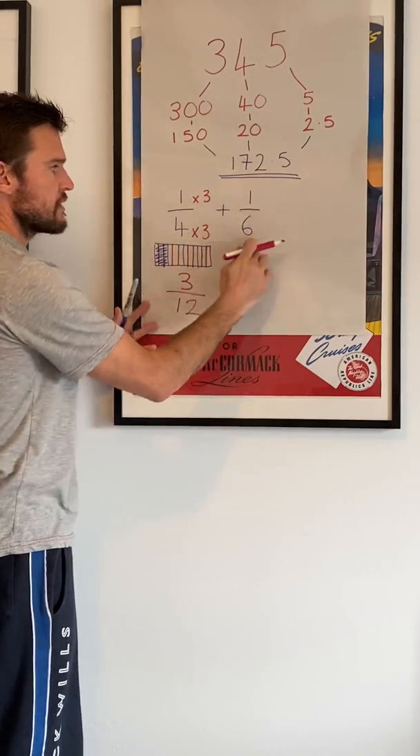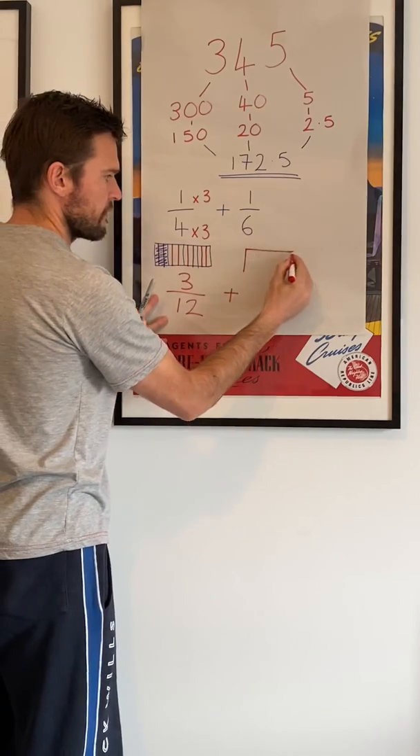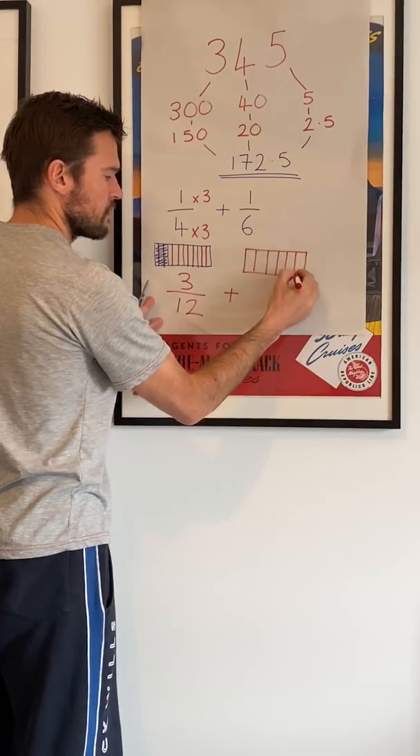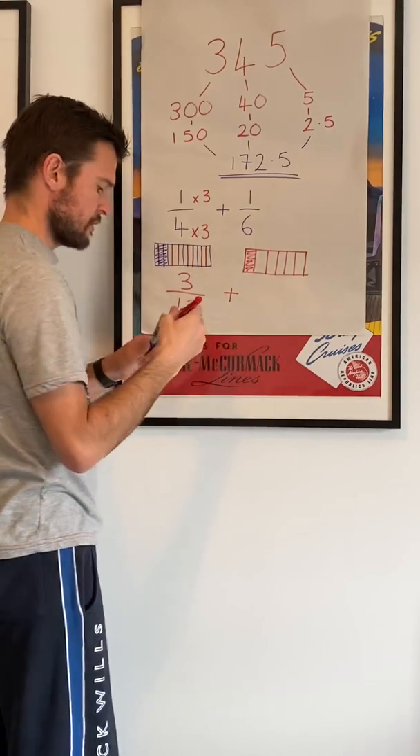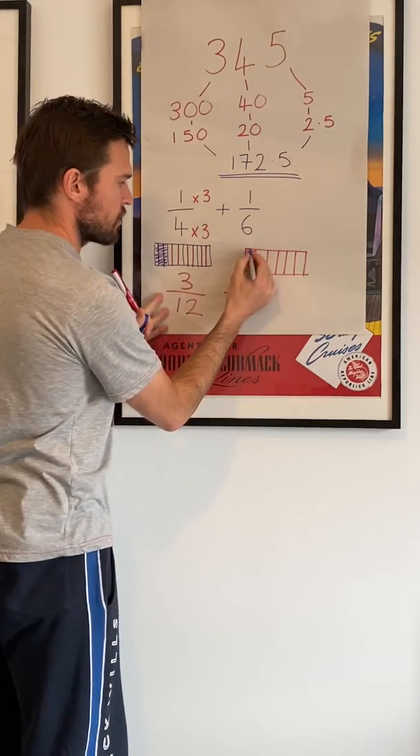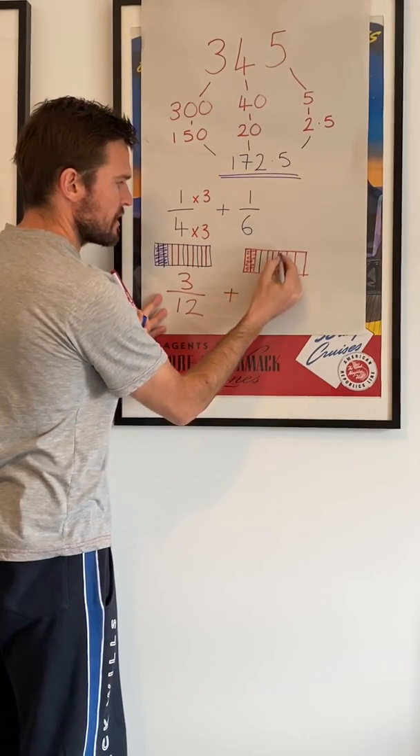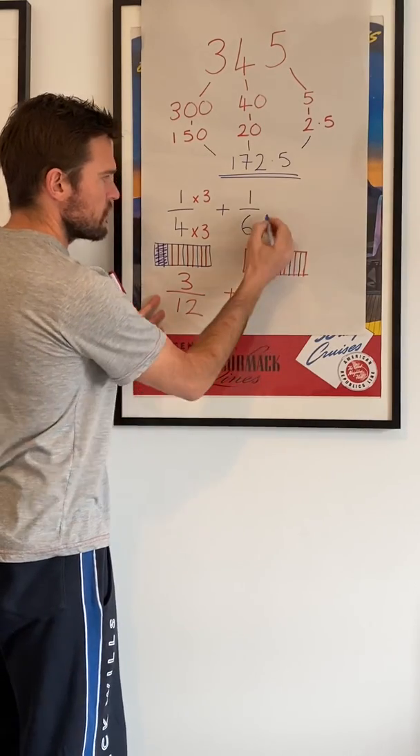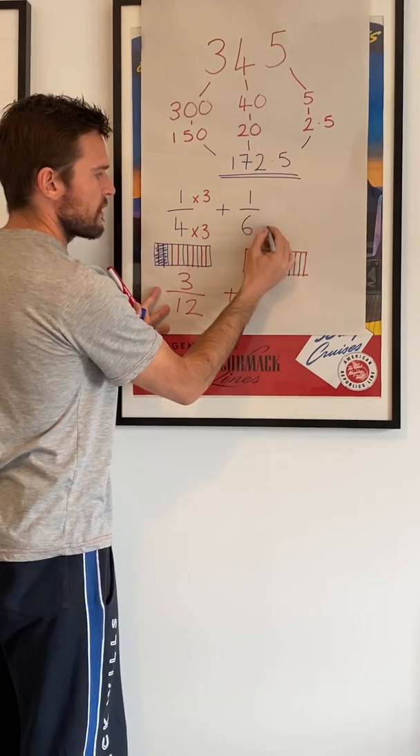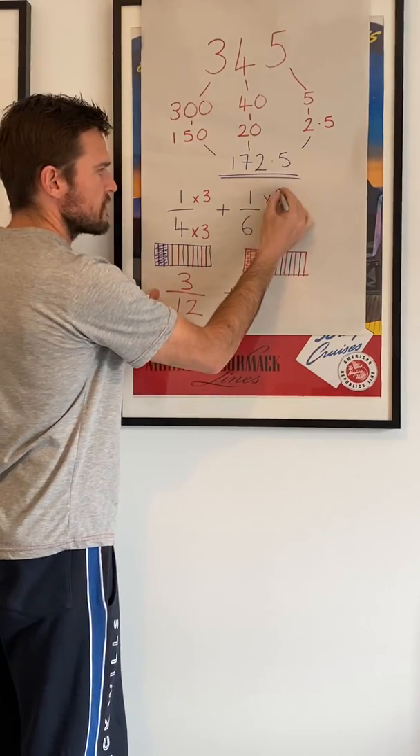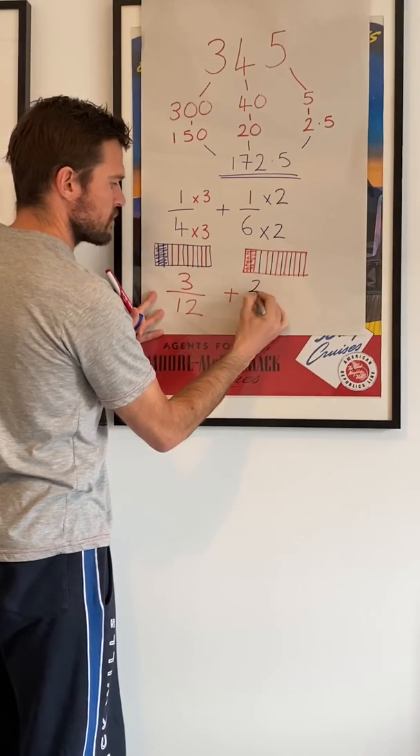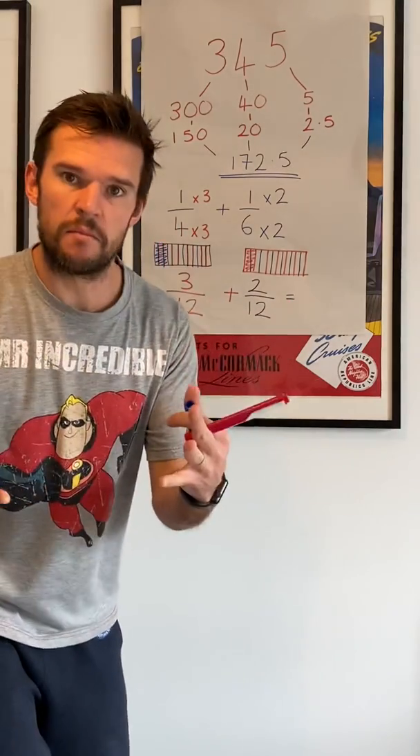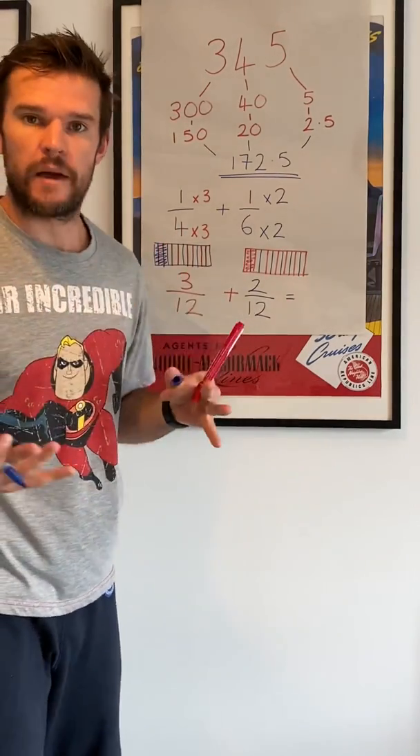Added to, the same as the 6ths, I have a shape. 1/6 looks like this. Again, if I split this into 12ths, it has to be even parts. Okay, I've got 2 bits here. So 2/12. Mathematically, I times this by 2, times this by 2. So it becomes 2/12. Once I have the denominators the same, I can then add, subtract, or compare them.